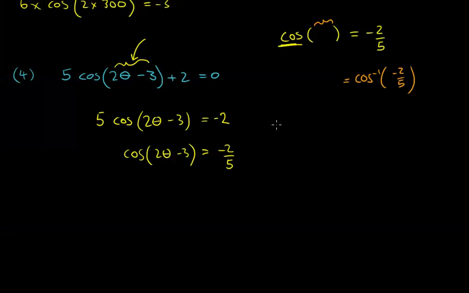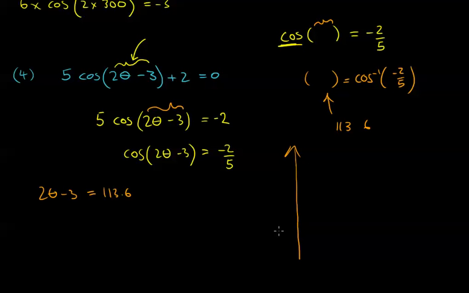113.6. Okay, so we get that this thing inside the bracket, 2 theta take away 3, could equal 113.6. But we should use symmetry of the graph to find some other solutions. So let's just draw a really horrible sketch of the cosine function.